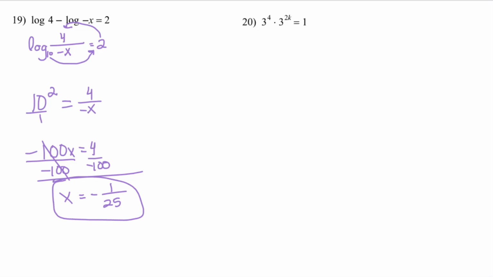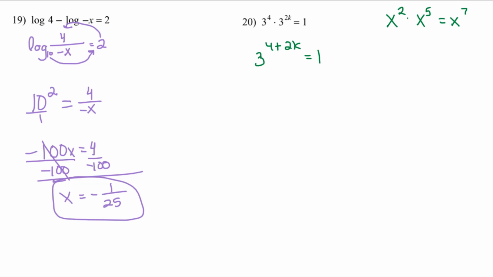Okay, so we're going to use, on number 20, this cool property of exponents from back in Algebra 1, where if you have x squared times x to the 5th, you can combine those into x to the 7th using the power of addition on your exponents. Here we've got a base of 3 and a base of 3. We've got different exponents, but we can combine them into one by adding them together.